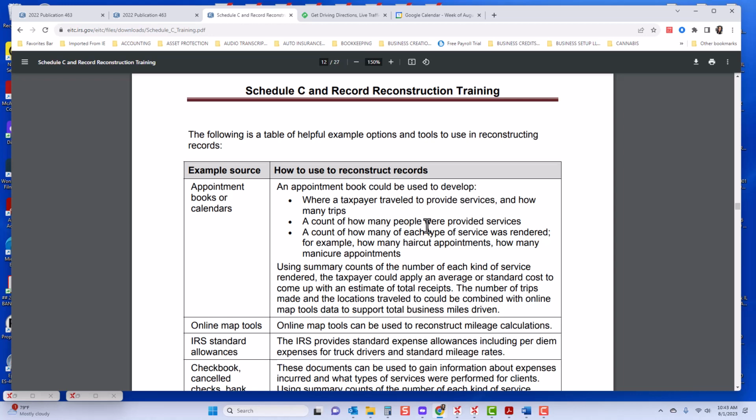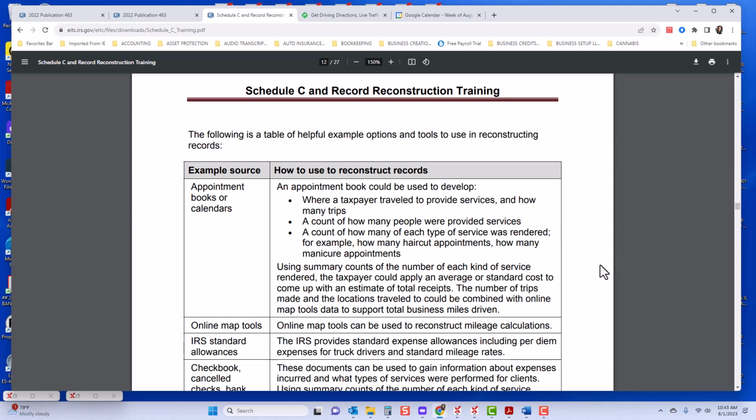So you need to track not only your business miles, but you also want to track your personal miles because that is what the IRS will ask for. Well, what were the business miles and what were your personal miles if this is a vehicle that can be used for business and personal usage?